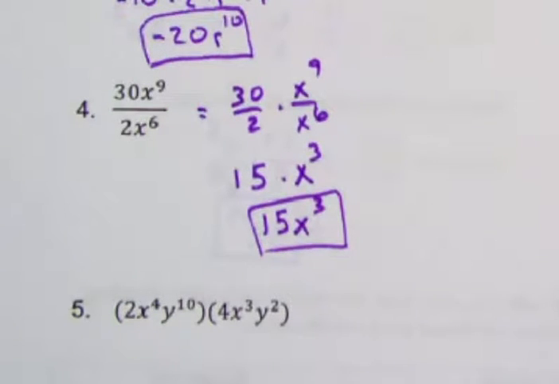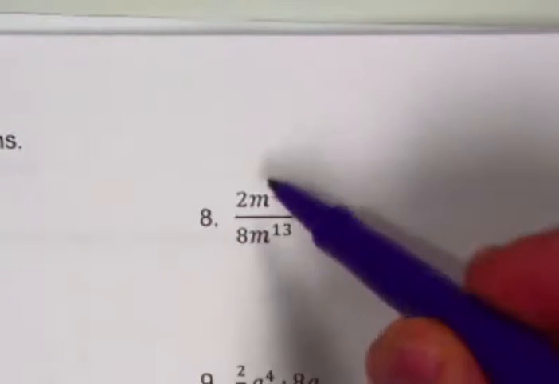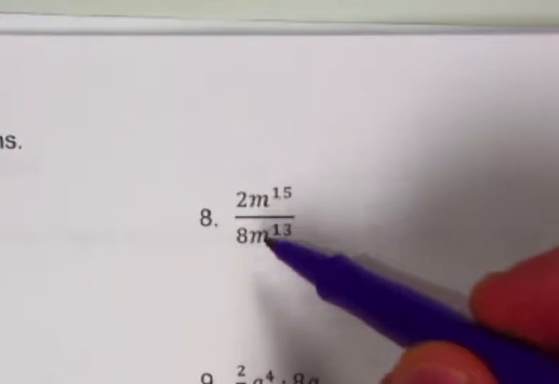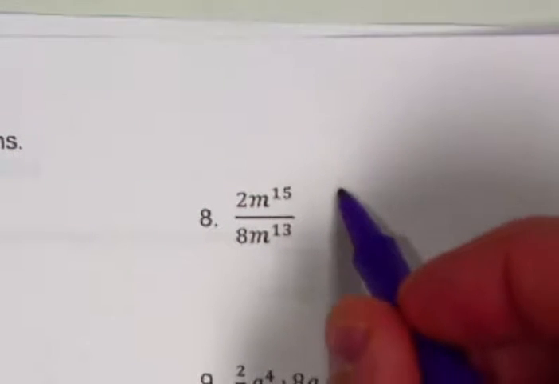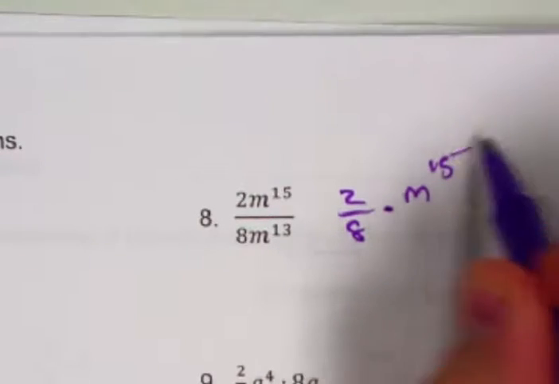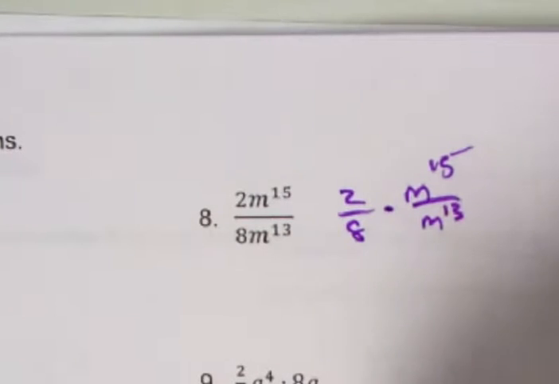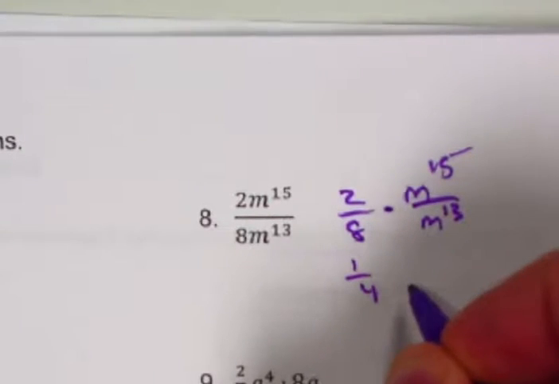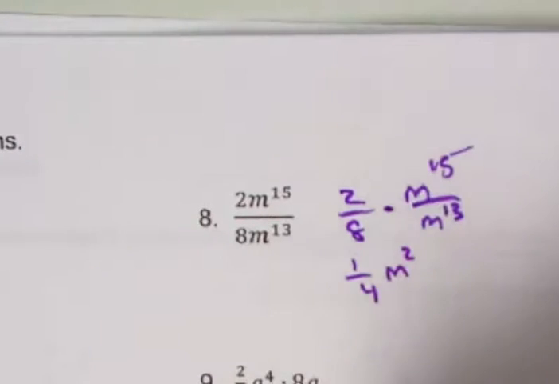Alright, skip up to number 8. The reason I want to look at this one is notice that the coefficient on the numerator is smaller than the coefficient on the denominator. But it doesn't change the way I do things. This will be 2 over 8 times m to the 15th over m to the 13th. Okay? Just be careful, 2 divided by 8. Many students think it's 4, but it's really not. It's really 1/4. And then I have my quotient rule, so I get m to the 2nd power.